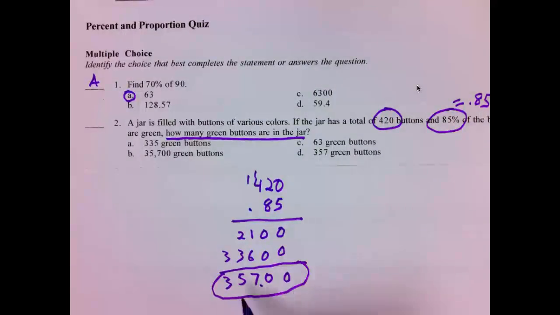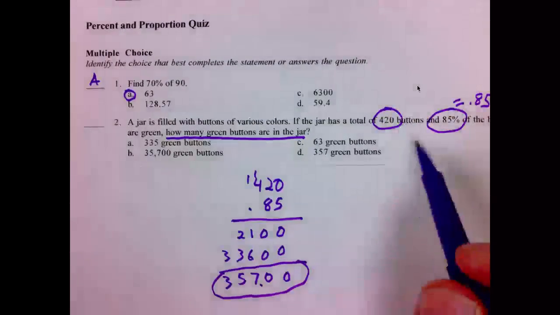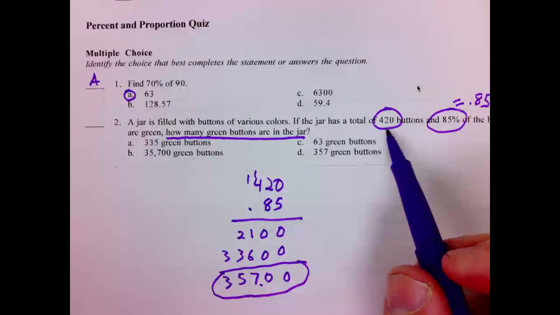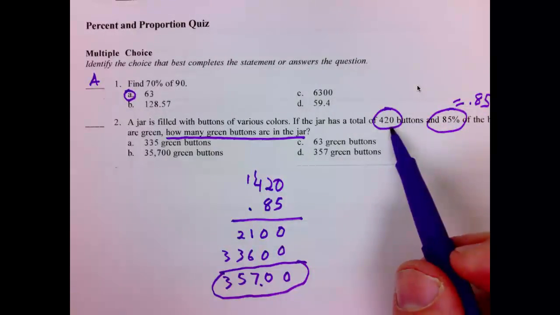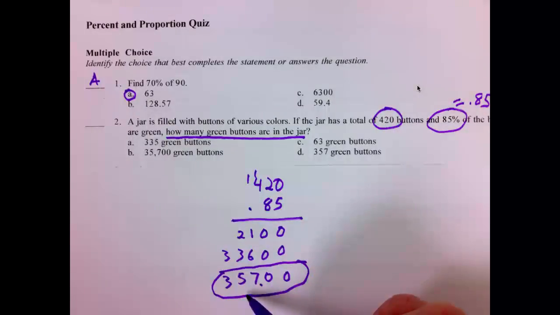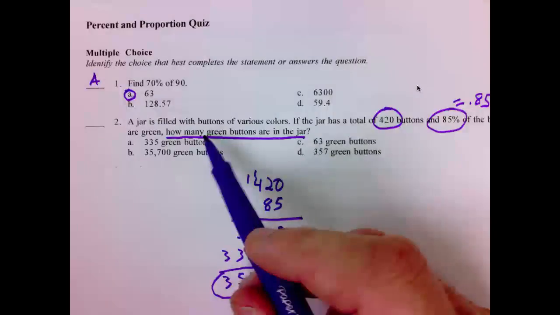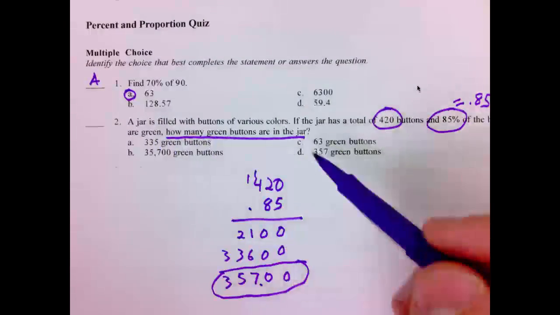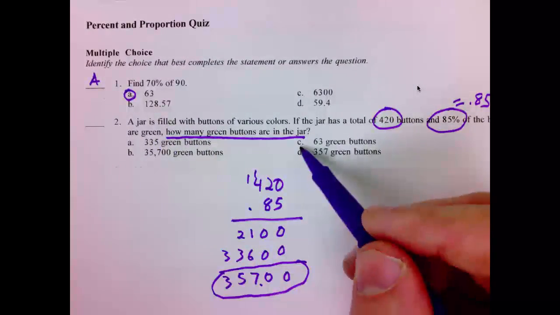Before I leave, I'll make sure about reasonableness. Well, 85% of 420, 100% is the whole. 100% would be 420. It needs to be slightly less than 420, but not a crazy amount less. From the beginning, we could have gotten it down to A and D. Those are the only 2 reasonable ones, but D is correct. 2 is D.